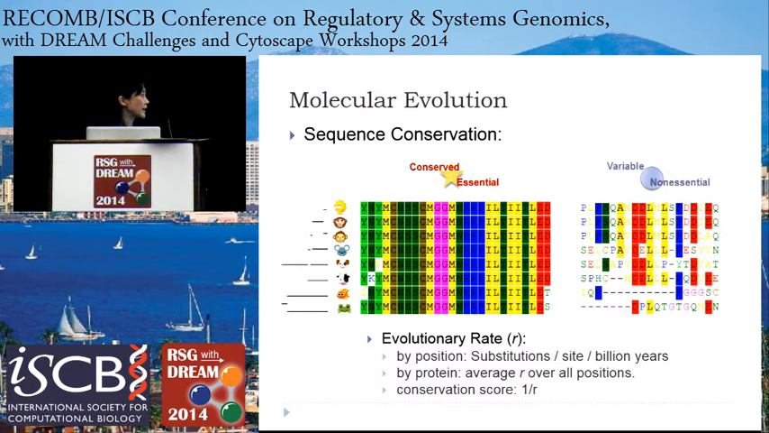This is as simple as counting for each position the number of different residues and then dividing it by the evolutionary time span, in the unit of number of substitutions per site per billion years. And notice this is by position. So if we have a protein, we can measure the evolutionary rate of a protein by simply averaging the rate over all positions. If a protein evolves fast, it actually means it's less conserved. So to use the evolutionary rate as a conservation score, I have to take the reciprocal of that.